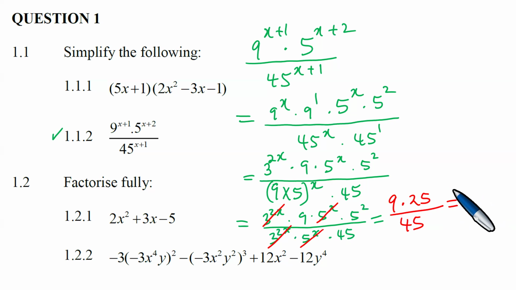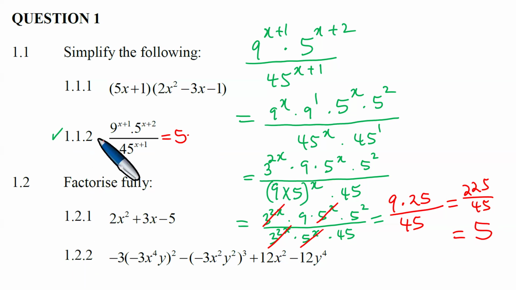So we have 9 times 25, and obviously it is exactly 225 out of 45. What is 225 divided by 45, Paul? 5. Well done. It's exactly 5. Thank you so much. So this means that the answer to this one here is exactly 5. And we have solved 1.1.2.